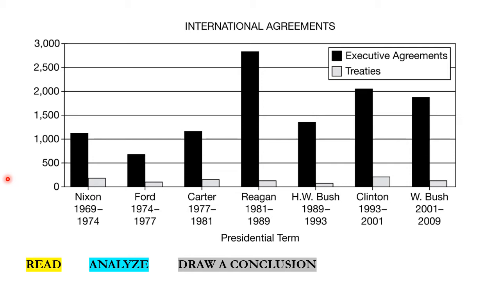What conclusion can I draw? Well, clearly, based off of how many more executive agreements there are, it's a lot easier to get an executive agreement done than a treaty. And of course, the United States Senate has to approve of all treaties, whereas executive agreements are like executive orders. You don't need Congress to approve those, and thus presidents can easily implement an executive agreement. So that is the conclusion I draw, is that executive agreements are easier to implement than treaties.